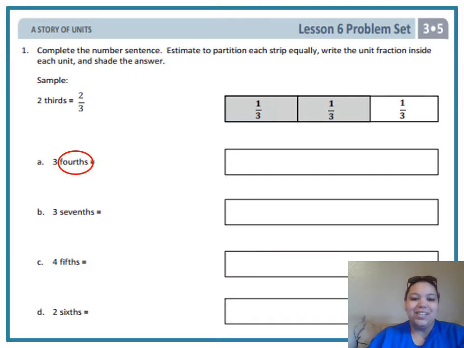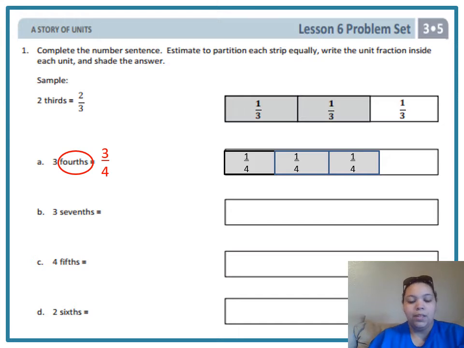Okay, let's do it again together for 1A. So on here, it tells us that our unit is fourths, which means I need to break this into 4 equal pieces. Okay, so I have my whole broken into 4 equal pieces, which means that each of those pieces is going to be 1/4. Okay, now to show 3/4, we're going to count by fourths until we hit 3/4. So 1/4, 2/4, 3/4. And of course, we write that as a fraction 3/4 because 3 out of 4 pieces are shaded.